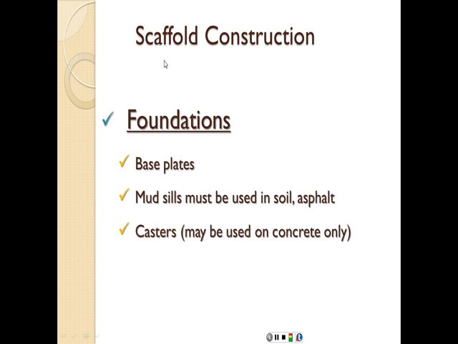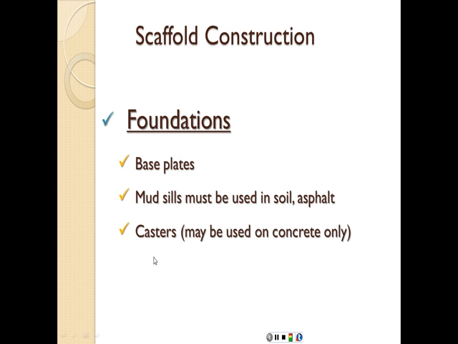We're now going to look at the different components of the scaffold and where are the weak points in each one of these components and how to safeguard against that. So for the foundations, you should have base plates that are going to distribute the load over a wider area to prevent it from sinking into the ground and destabilizing it. Mud sills must be used on soils and asphalt, again to distribute the load and prevent sinking or settlement.